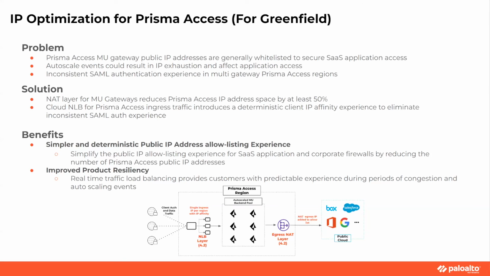And we're also providing a resiliency standpoint, where, for example, with the NLB part, we allow you to balance the traffic load in real time, based on a predictable experience during periods of congestion and auto-scaling events. So basically, this IP optimization feature will help you with those two scenarios. We're launching for greenfield customers for now, and moving forward in the next releases, we're bringing it to our brownfield customers.